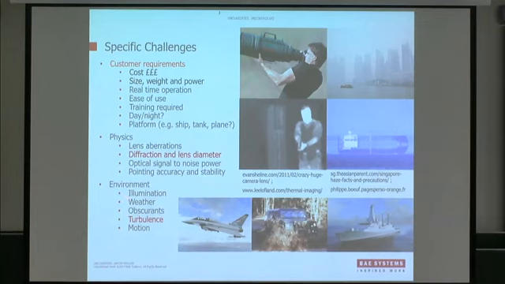Weather, there's a picture here of haze. I think that might be Hong Kong, I'm not entirely certain. But if you're imaging 10 kilometers away, how much light is going to get through that? Obscurance, if there's smoke drifting across or something like that, how are you going to see through those?